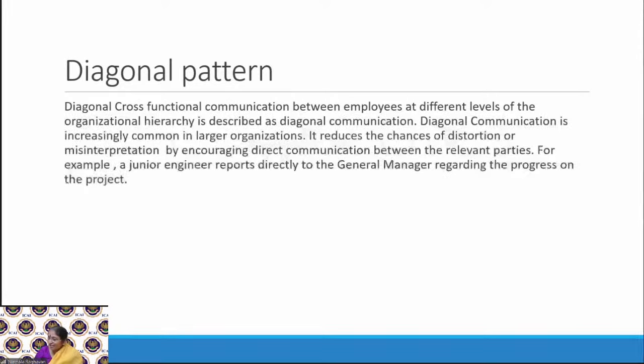The gap filling exercises for diagonal. Now you go over the diagonal pattern. Quick. Diagonal cross-functional communication between employees at different levels of the organizational hierarchy is described as diagonal communication. I'll give you 2 minutes to read this and then I'll explain this to you also. Okay? Now you read it and then I will explain. This is diagonal.